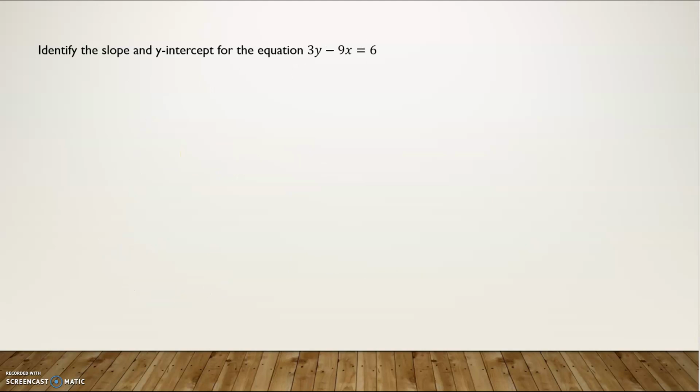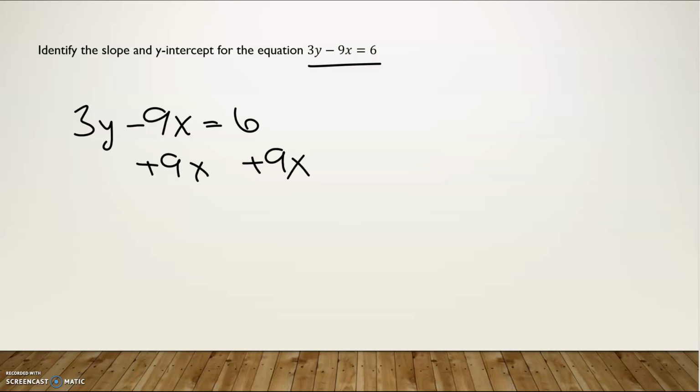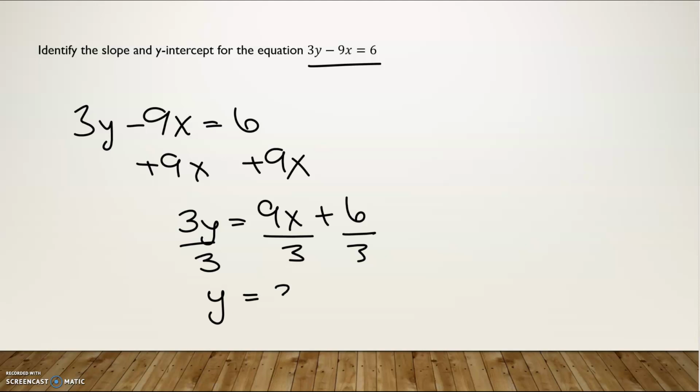Now let's look at one that's not already solved for y. So same thing, look for the slope, look for the y-intercept, but now it's 3y minus 9x equals 6. So what we need to do is take this equation here and first solve for y. So I'm going to add 9x to both sides. So 3y is equal to 9x plus 6. Then I'm going to divide each term by 3. So I'll get y is equal to 3x plus 2.